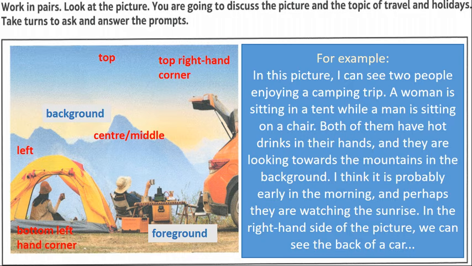So, for example, in this picture, I can see two people enjoying a camping trip. A woman is sitting in a tent, while a man is sitting on a chair. Both of them have hot drinks in their hands, and they are looking towards the mountains in the background. I think it is probably early in the morning, and perhaps they are watching the sunrise. In the right-hand side of the picture, we can see the back of a car, and so on. And then again, just describe what you can see and what you think might be going on there.